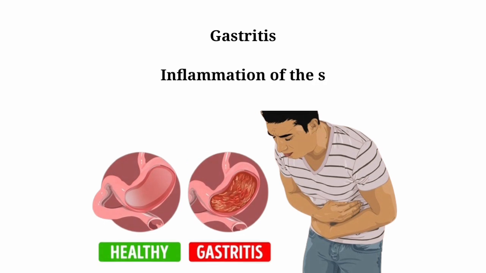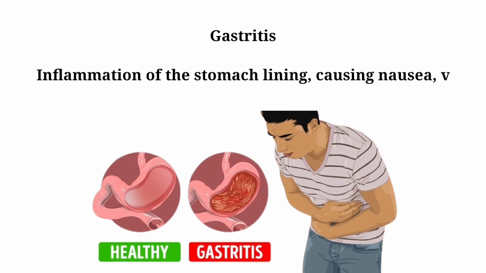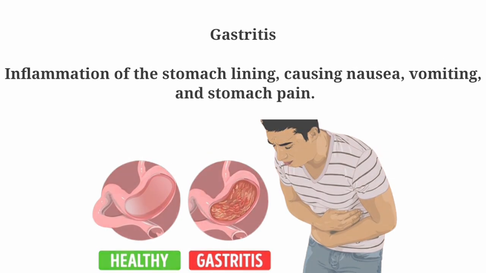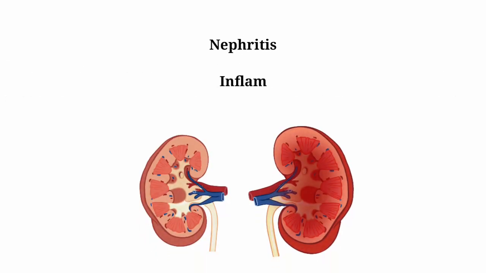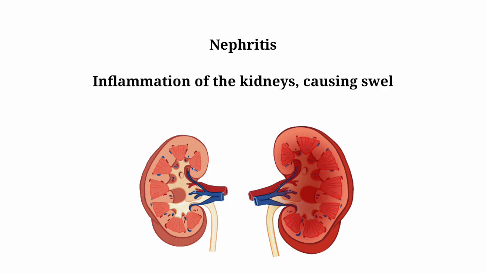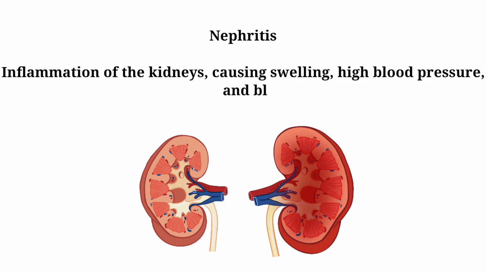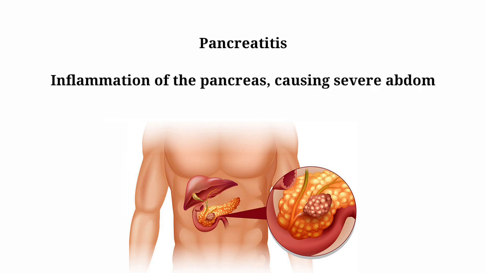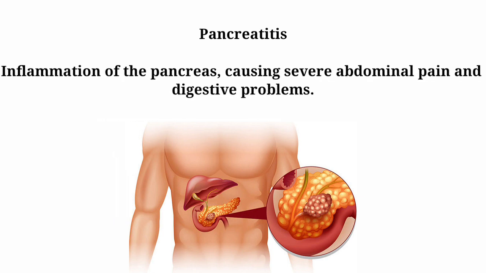Gastritis, inflammation of the stomach lining causing nausea, vomiting, and stomach pain. Nephritis, inflammation of the kidneys causing swelling, high blood pressure, and blood in the urine. Pancreatitis, inflammation of the pancreas causing severe abdominal pain and digestive problems.